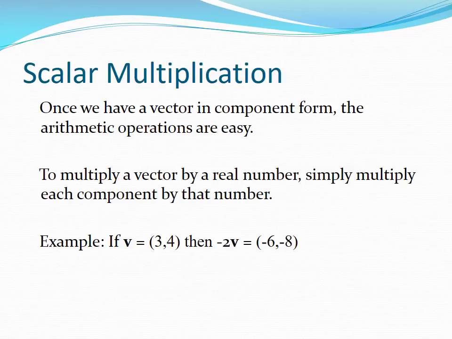Scalar multiplication with components. Once we have a vector in component form, the arithmetic operations are easy. To multiply a vector by a real number, simply multiply each component by that number. If v equals 3, 4, then minus 2v equals minus 6, minus 8.